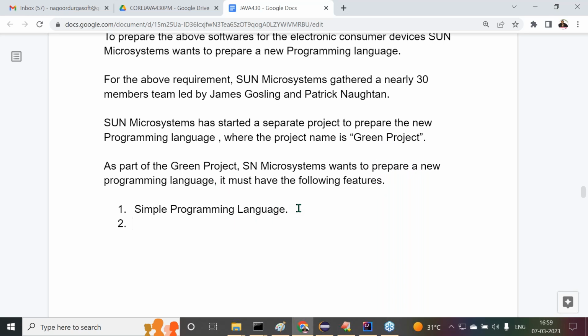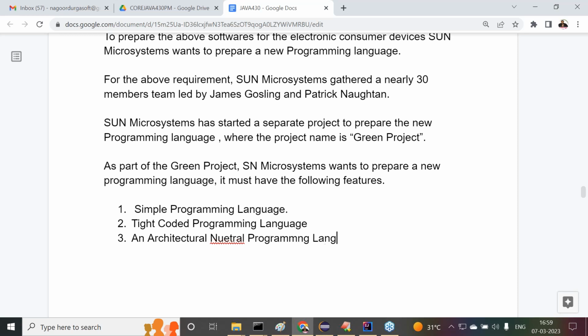Second one, after that, it must be a tight coded programming language. It must be what there? A tight coded programming language. And third one is, it must be an architectural neutral programming language. An architectural neutral programming language. That's it. Overall, these are the three qualities that Sun Microsystems wants to see in their new programming language.